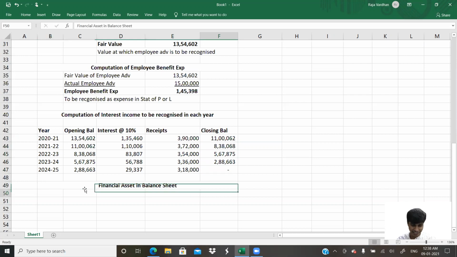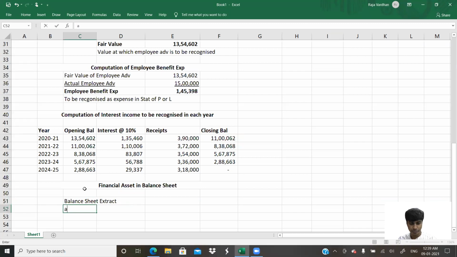You get that? I'll show it to you. Concentrate. So what I'm trying to tell is, okay, I'll write it more neatly. Balance sheet extract as on 31st of March 2021.